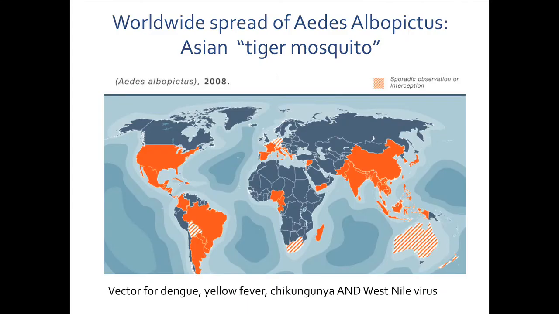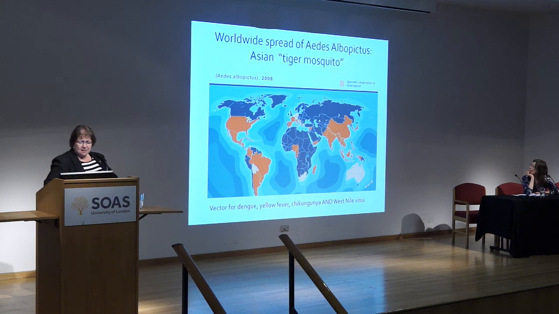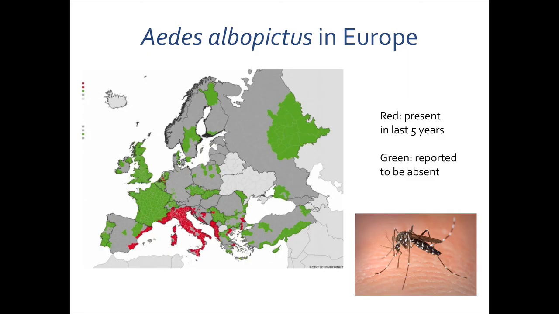So the Albopictus is also referred to as the Asian tiger mosquito, but you see it's no longer confined to Asia. And as well as the 3 viruses we've been talking about, it can also transmit yellow fever and West Nile virus. And it's on its way back into Europe. It's quite well established in Italy.